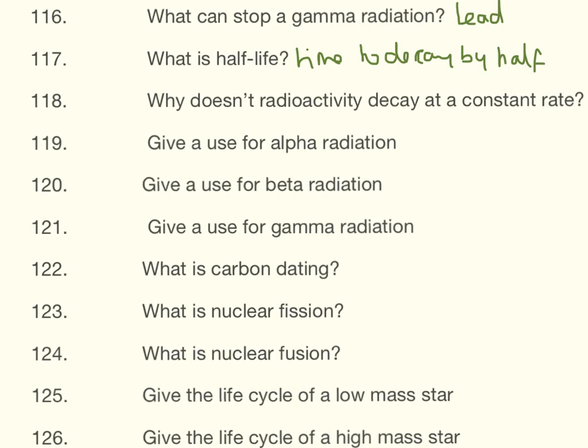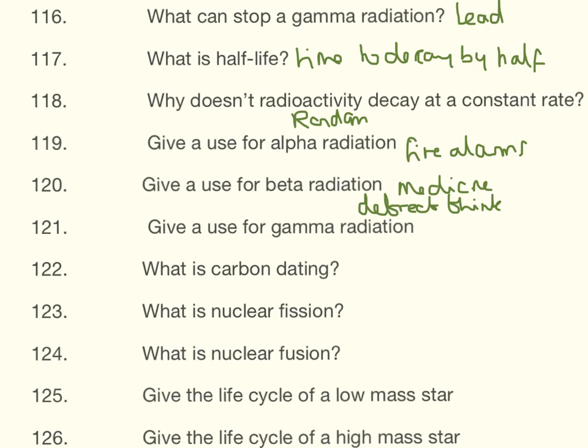Why is it hard to predict the rate of radioactive decay? Because it's a completely random process. Alpha radiation can be used in fire alarms. Beta radiation can be used in medicine, or to detect thickness of foil being made. Gamma radiation can be used in medicine as well. What is carbon dating? That's how we tell the age of something by the number of carbon particles.